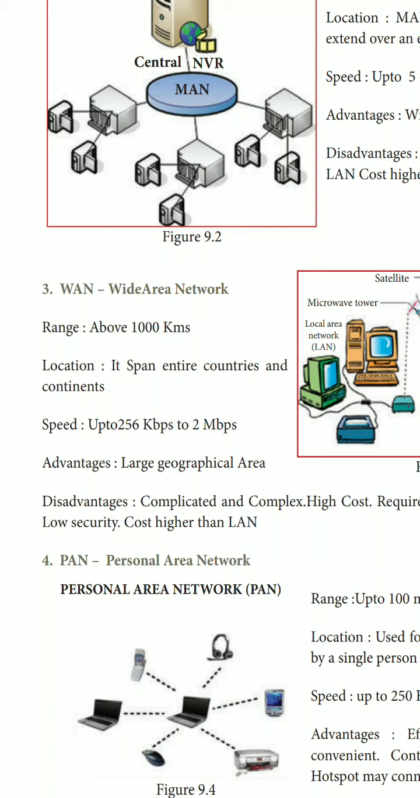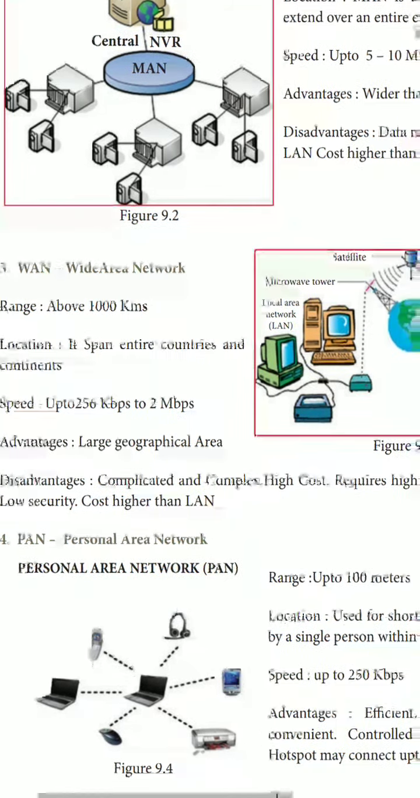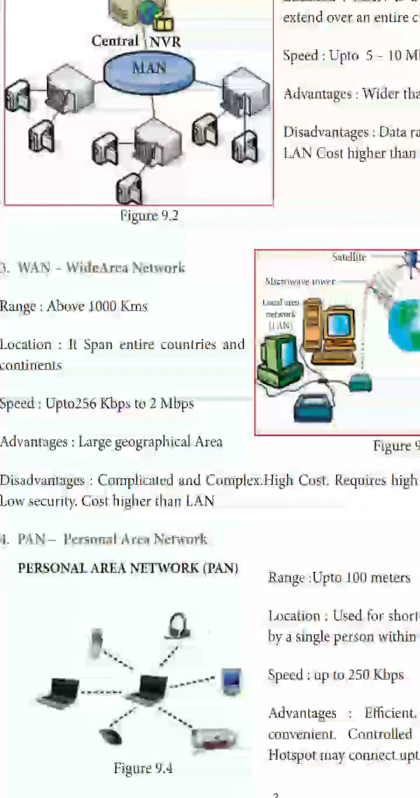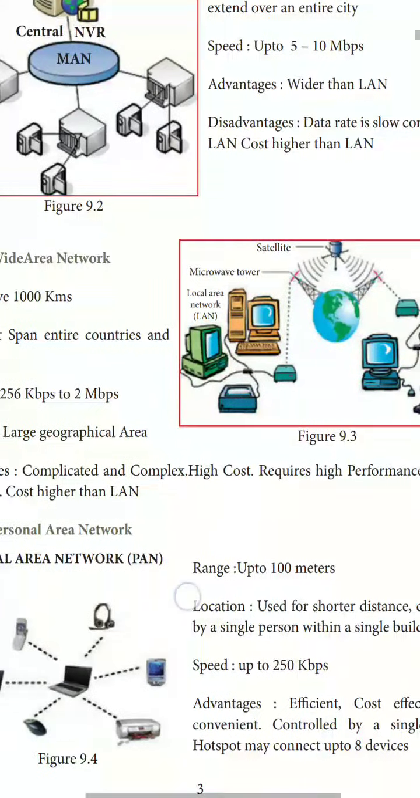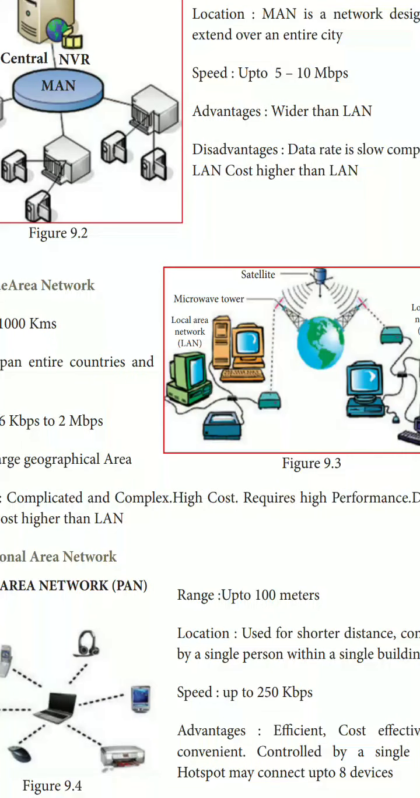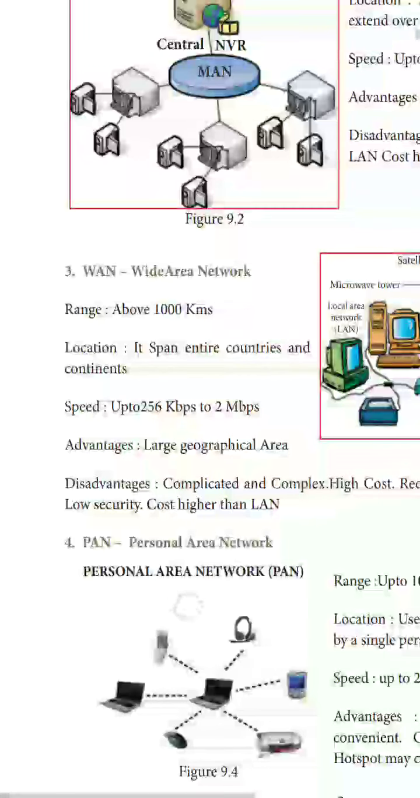So speed is 256 kbps to 2 Mbps. Advantages: a large geographical area can be covered by using this wide area network. Disadvantages: it is complicated and complex, has high cost, and requires high performance devices.